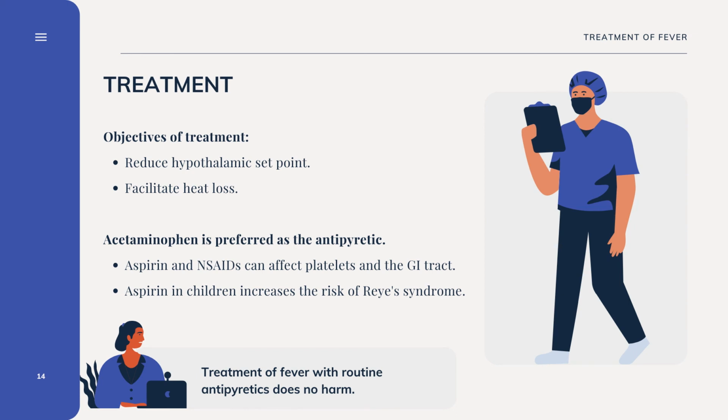Treatment. The objectives in treating fever are first, to reduce the elevated hypothalamic set point, and second, to facilitate heat loss. Reducing fever with antipyretics also reduces systemic symptoms of headache, myalgia, and arthralgia.